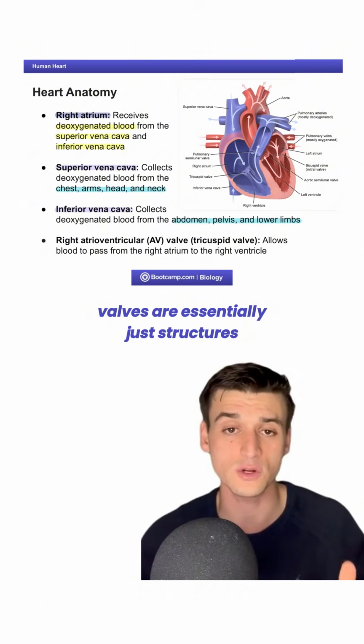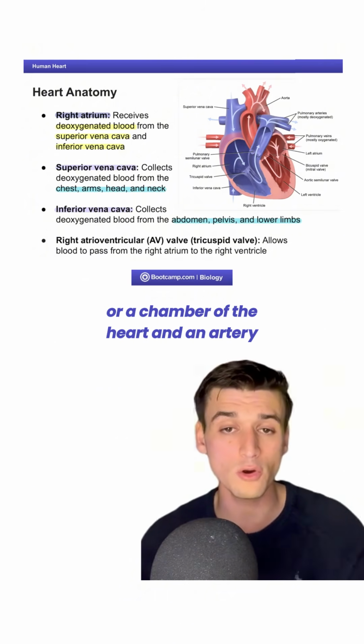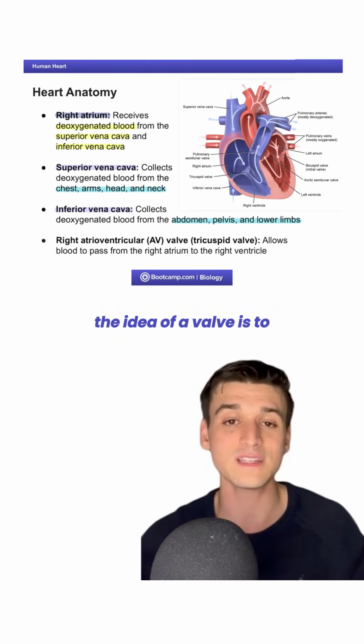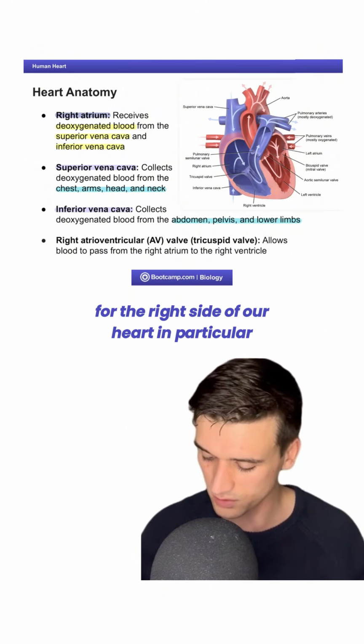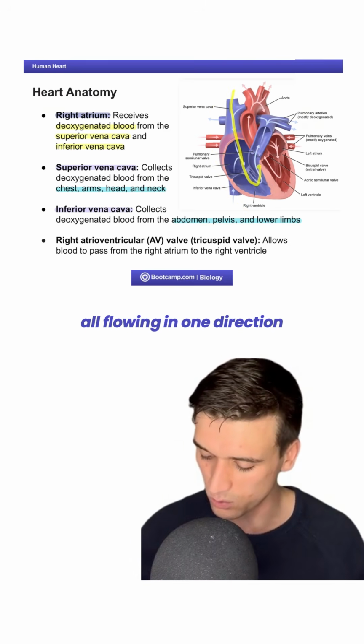Valves are essentially just structures that sit between two chambers of the heart, or a chamber of the heart and an artery, and these valves modulate the flow back and forth. The idea of a valve is to keep blood flowing in one direction. As you can see in the visual below, for the right side of our heart in particular, we have these arrows all flowing in one direction.